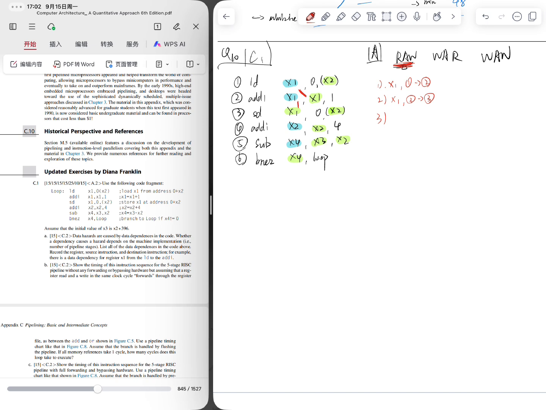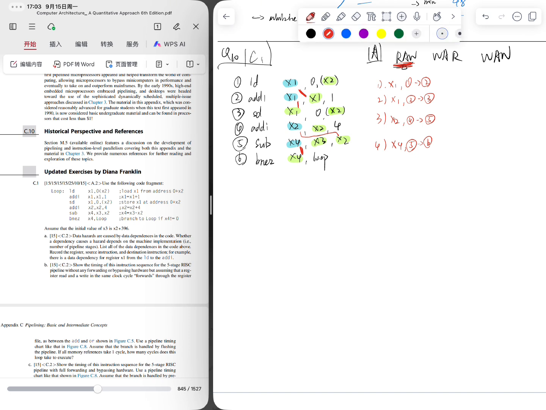Yes, yes. Here we have the x2, right? For x2, here we are trying to read x2 in stage 5, but it is modified in stage 4. And the final one is also x4. We are trying to read x4 in stage 6, but we are modifying it in stage 5. Okay, so here is the RAW.